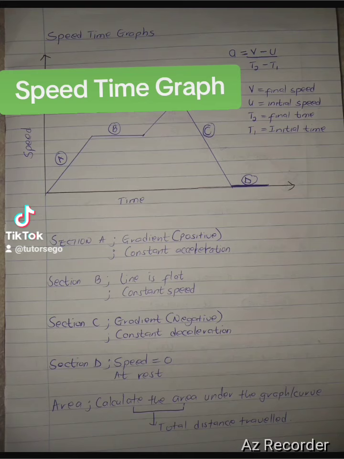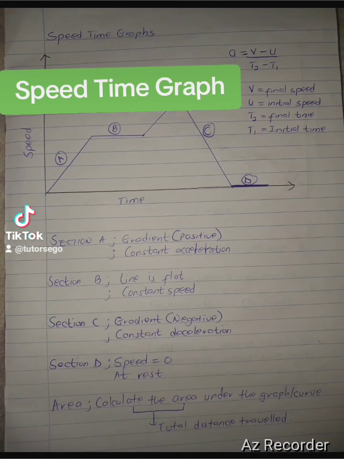Section A shows us a gradient which is positive, a positive gradient. That is a constant acceleration. And then section B, the line is flat, so that's a constant speed. And then section C, as you can see, your gradient is now negative, it's going down, so that's constant deceleration. Then we have section D, speed is equivalent to 0. So it means the object or the body is at rest.